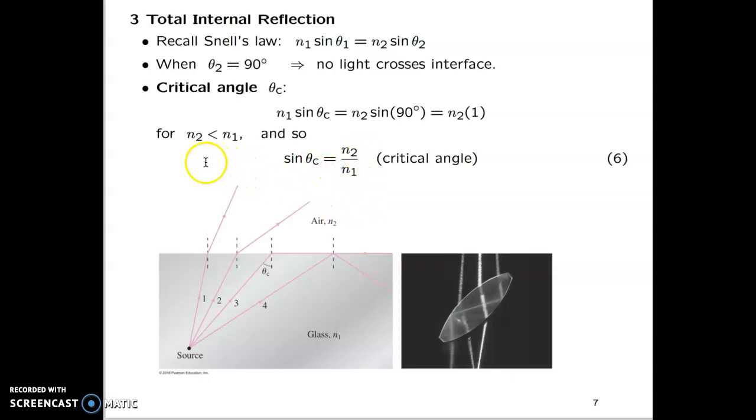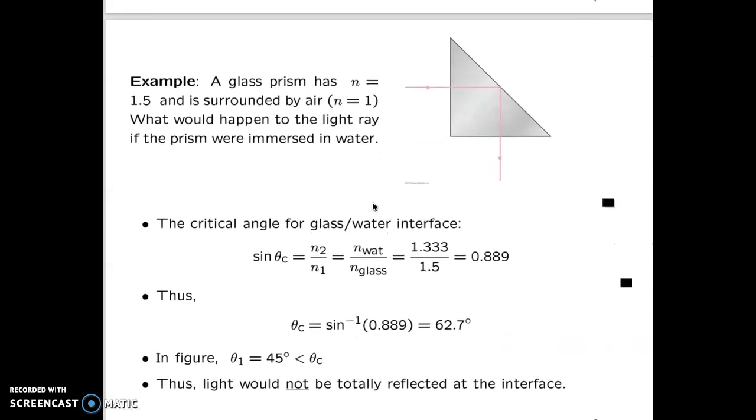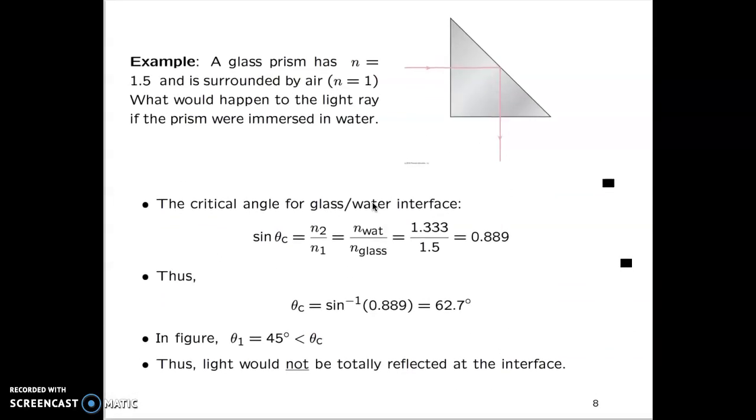And we note that this only works if N2 is less than N1, because of course, the sine can't be greater than 1, so N2 has to be less than N1. Okay, so let's look through an example here.